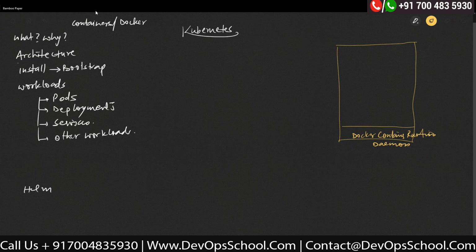Let's say, for example, we have an application called Nginx. It has a Docker image. Now, how do we run this application? We say docker run and the image name, right? We are only talking about Docker right now. Docker run creates a container based out of this image.